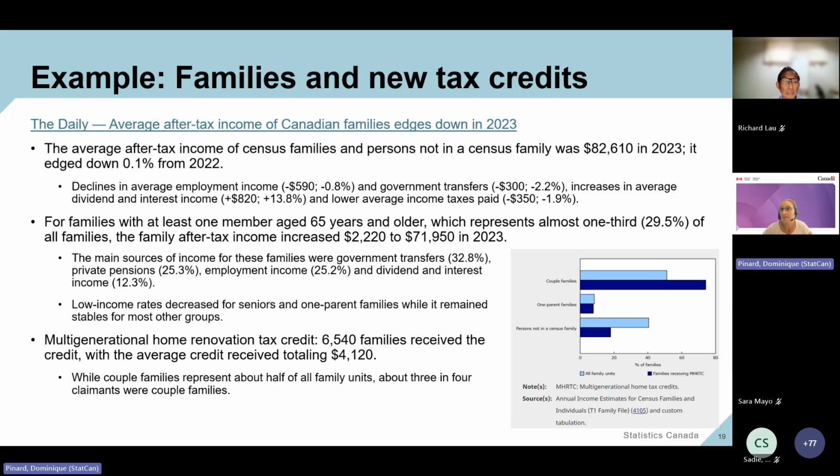Families where at least one member is a senior fare a little better than the younger families. And proportionally, more couple families benefited from the multi-generational home renovation credit than other family types. We added it there because that was a new credit that the government put in place in 2023. So we thought it was interesting to understand better how Canadians were using that credit.